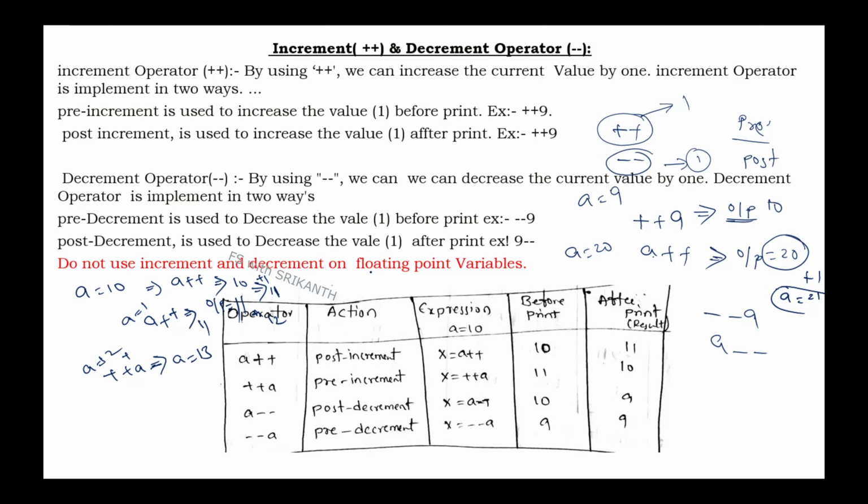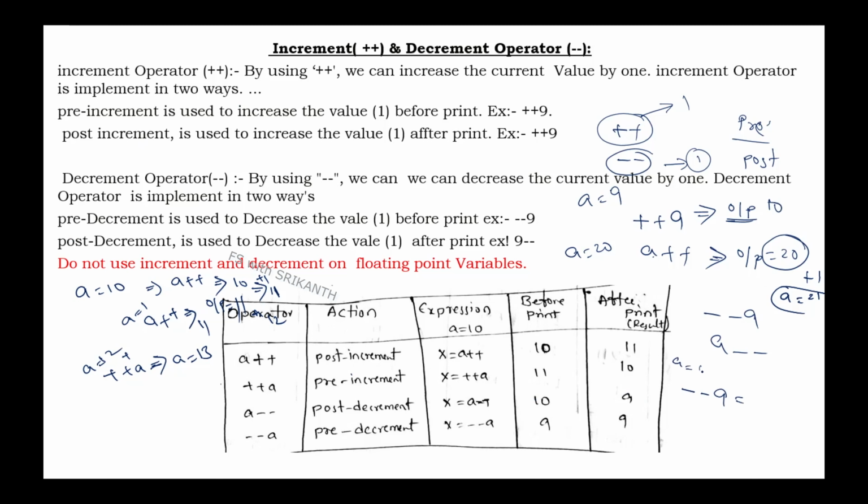Pre-increment: first it increases, then it prints. Post-increment: first it prints, then it increases. Even decrement operators work the same way. Decrement means minus minus a.